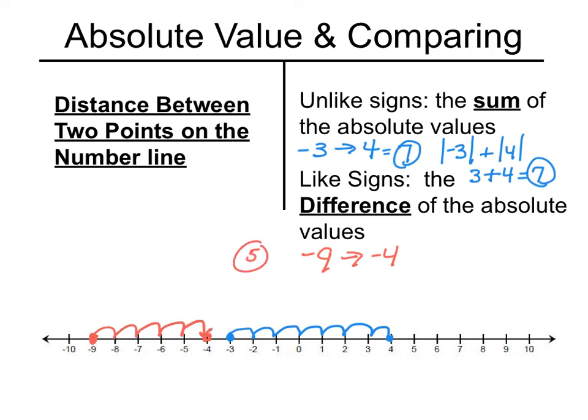They are 5 spaces. So now, if I find the difference of the absolute values, difference means I'm going to subtract them. So the absolute value of -9 minus the absolute value of -4. The absolute value of -9 is 9, and the absolute value of -4 is 4. 9 minus 4 is 5. They are 5 spaces apart.